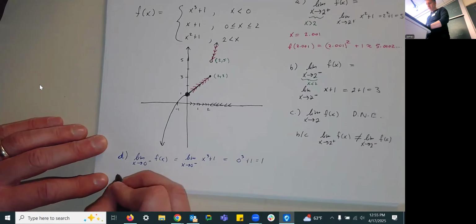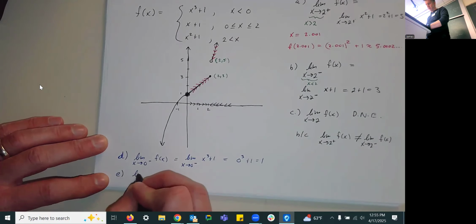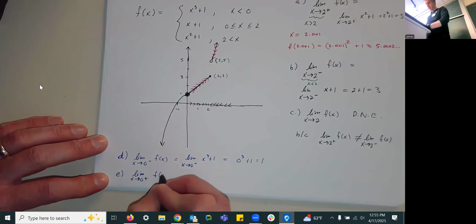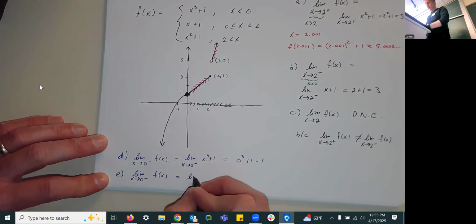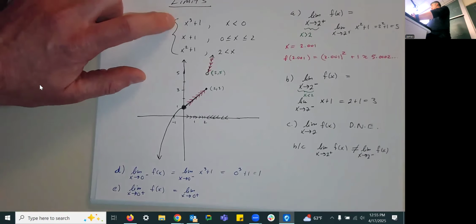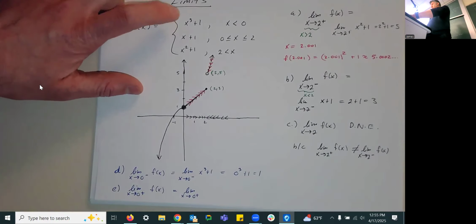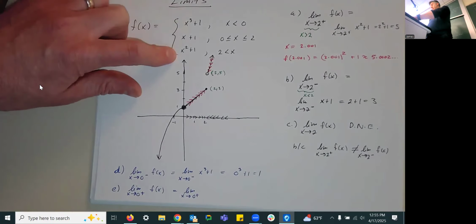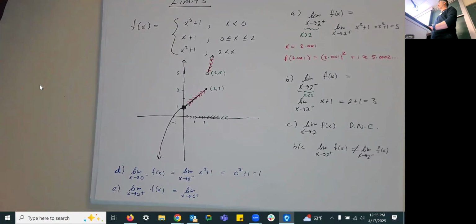I want you all to do this next part on your own. Find the limit as x approaches 0 from the right of f of x. You have to decide which piece to use. Is it the top piece? Don't say the answer. You should write it down, whether you're using the top piece, the middle piece, or the bottom piece, if you're approaching 0 from the right-hand side, or the bigger than side of 0.